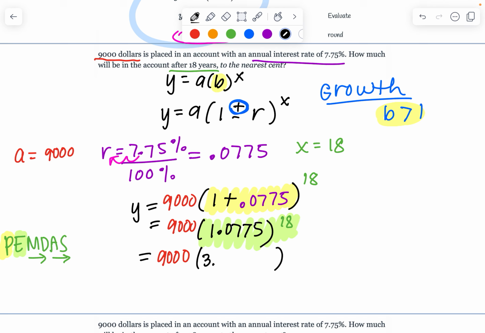I got 3.8327546804. Yes, there's going to be a lot of decimals. It's okay. And then the last part of the PEMDAS that we have is parentheses just mean multiply. So I just need to multiply these guys all the way together.